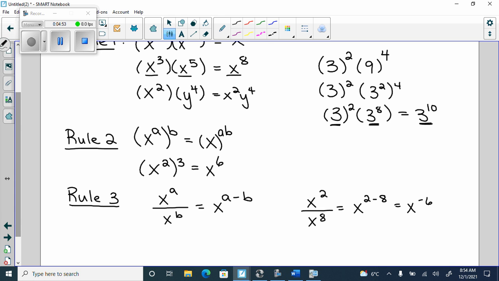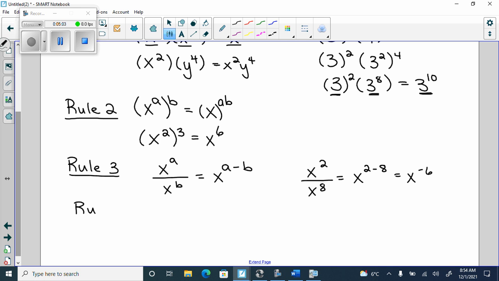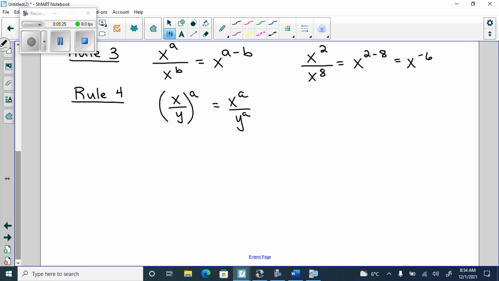Okay, rule 4. What if I divide with an exponent outside? So say I have, it's kind of involving rule 2, but that's okay. Rule 4, say I give you x over y to the a. I just can't hear anything. It's x to the a over y to the a. Most people are really good with that. What if I give you this?